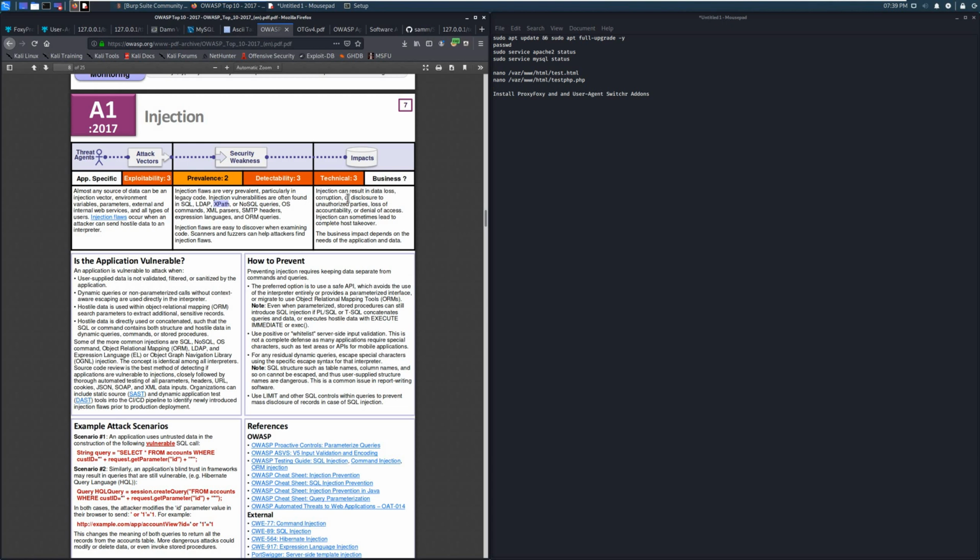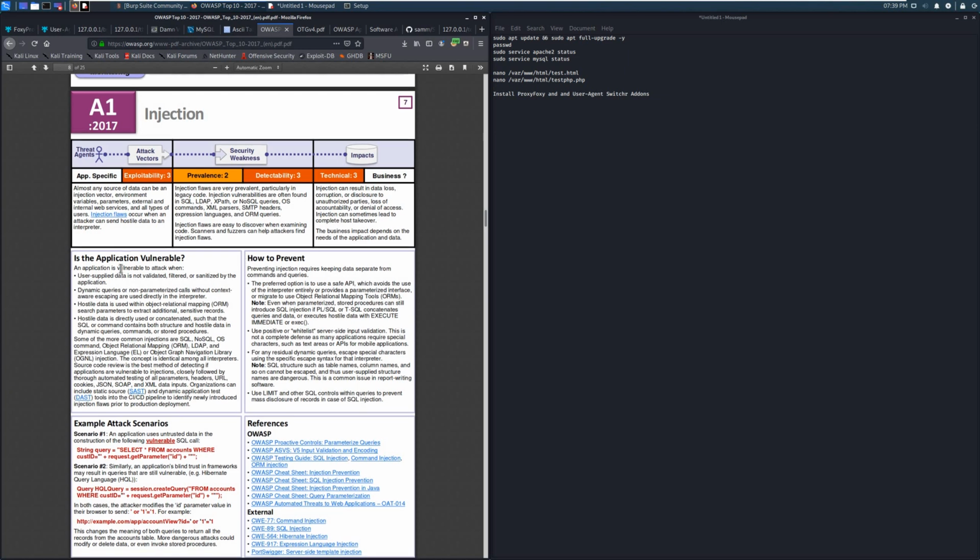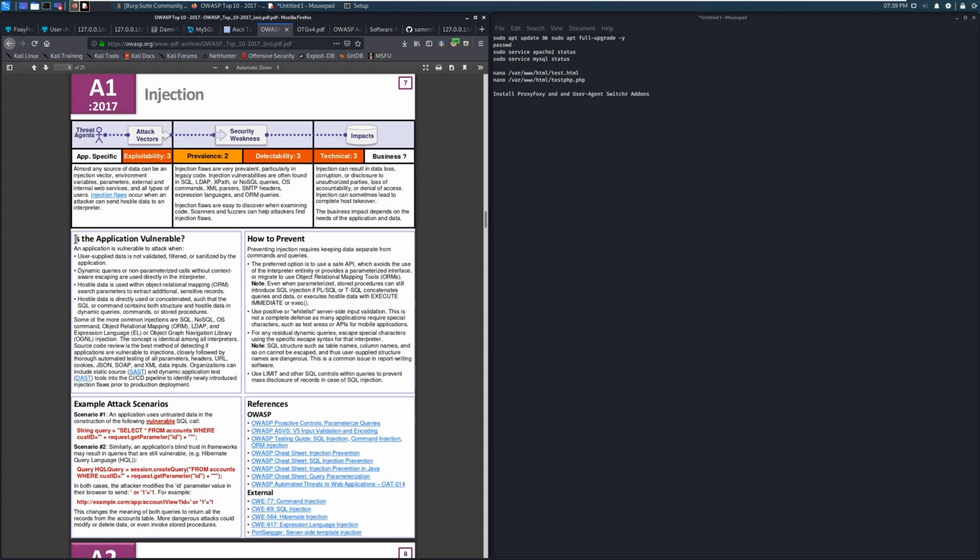And right here you have some description of the business impact. Obviously injections can result in data loss, corruption, or disclosure to unauthorized parties, etc. Here you have some brief checks whether your application might be vulnerable to injection attacks or not. So let's check out bullet number one. User supplied data is not validated, filtered, or sanitized by the application. If you don't validate, filter, or sanitize the data, you are at great risk of being vulnerable to injection attack.